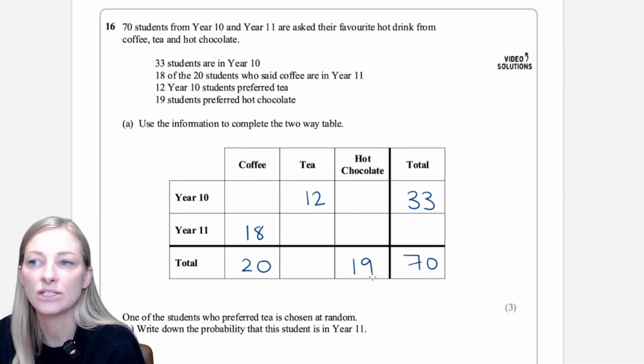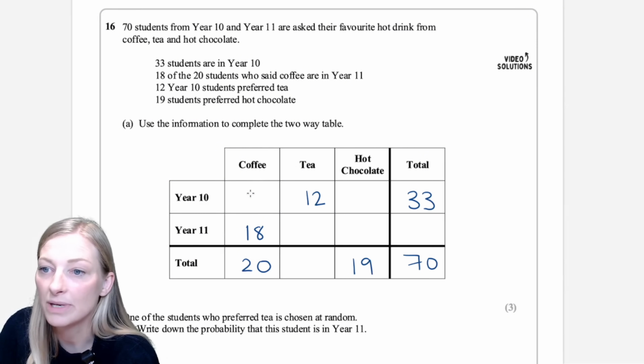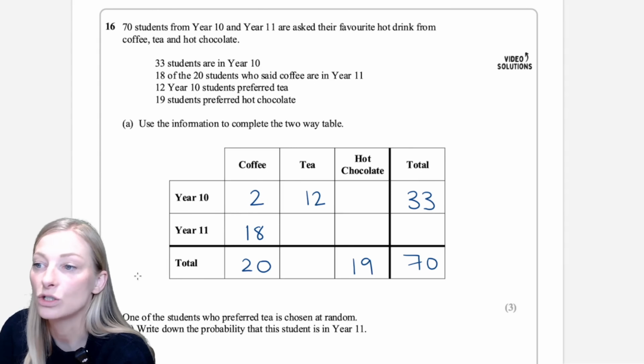Use the information to complete the two-way table. So we now just need to fill in all the gaps. There must be 2 year 10s that said coffee, because we know that 2 and 18 need to add together to make 20.